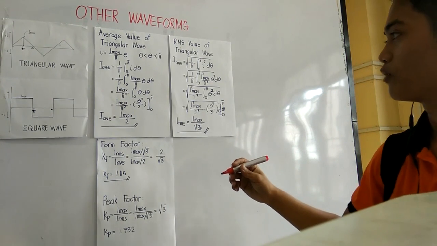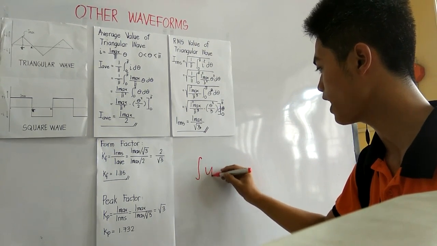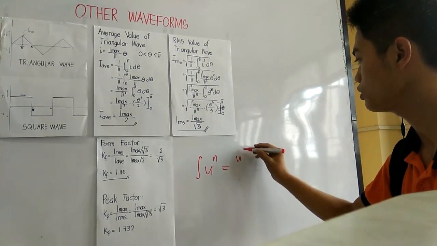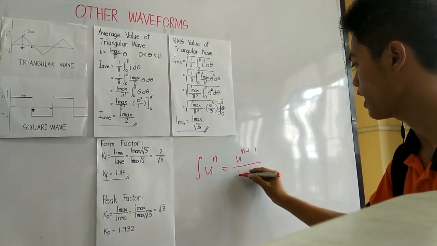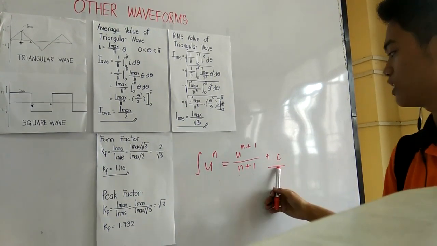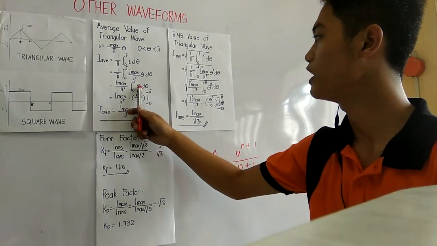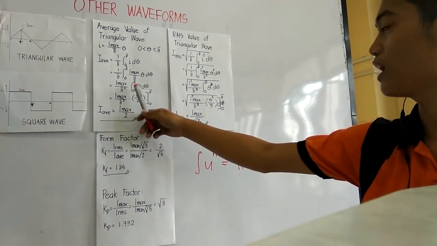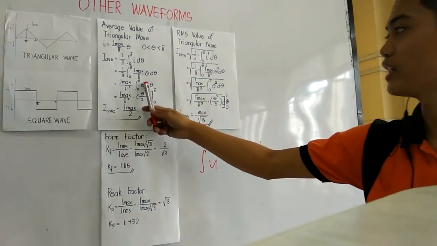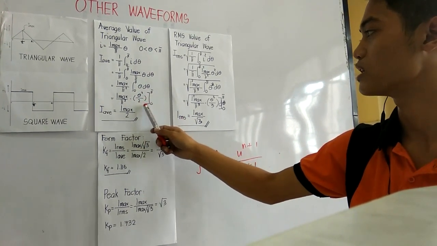From our past discussions of integral calculus, it takes the form of integral of u to the n. Its equivalent is equal to u to the n plus 1 over n plus 1 plus c. But in circuits 2, this c is being neglected. So here our u is theta and our n here is 1. So the integral of theta d theta is equal to theta squared over 2 from limits 0 to pi.